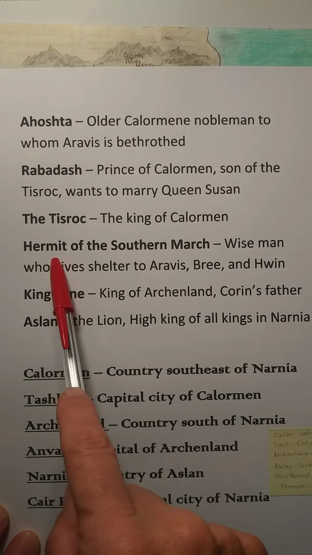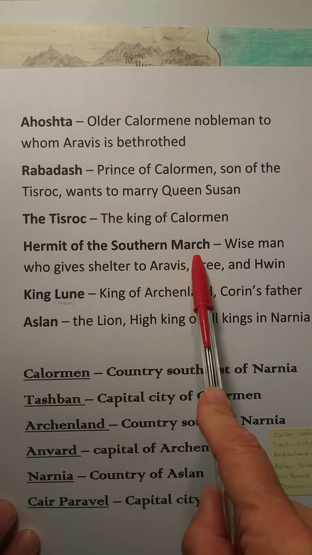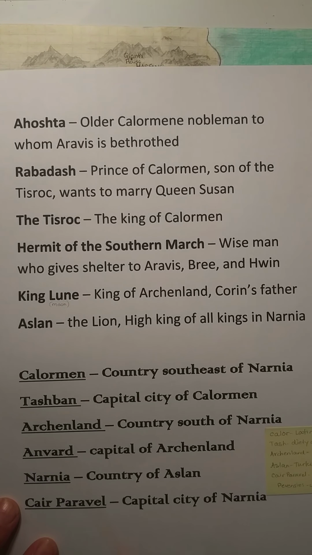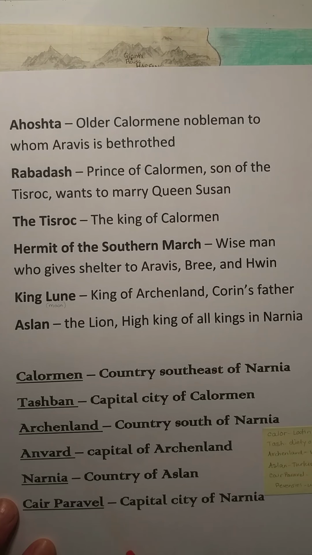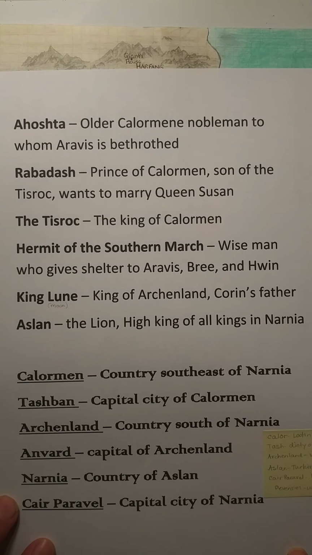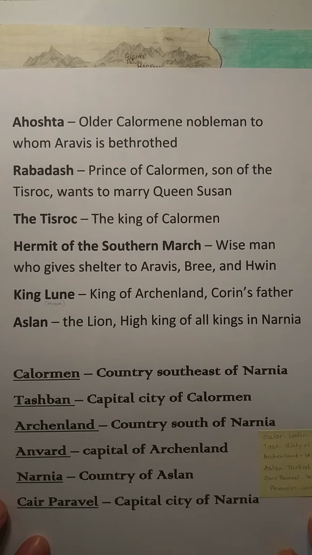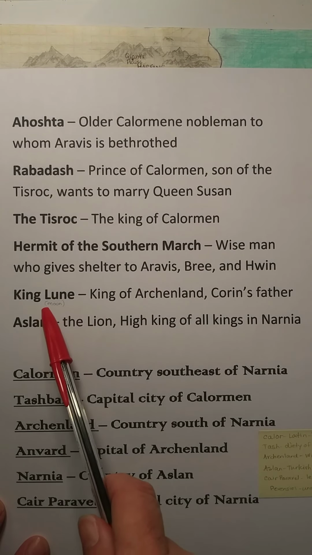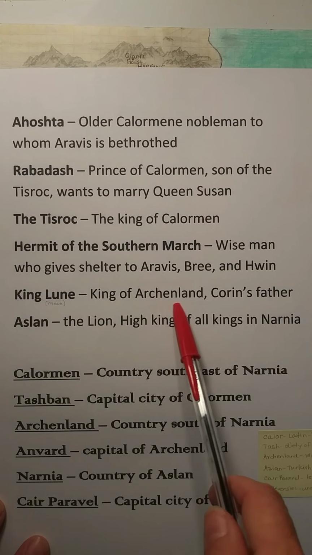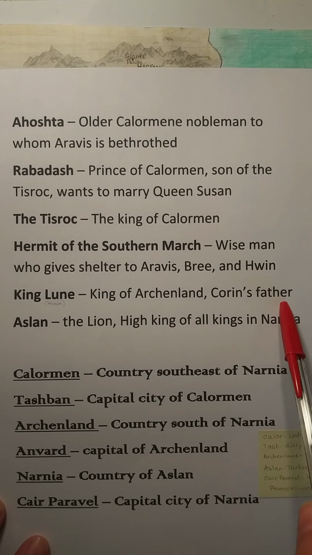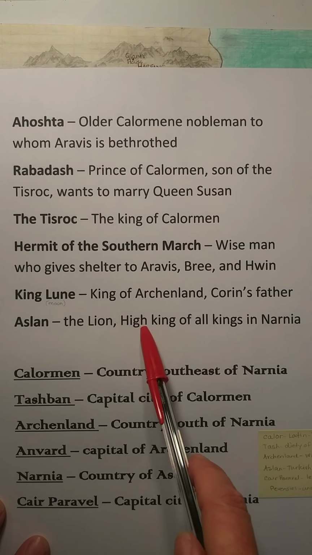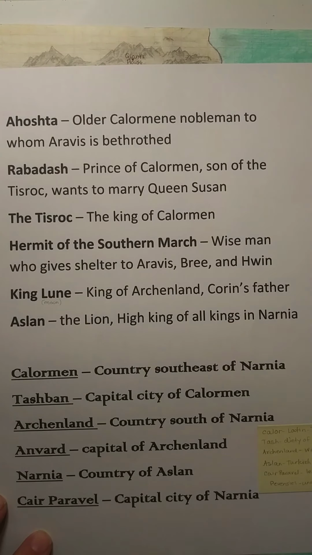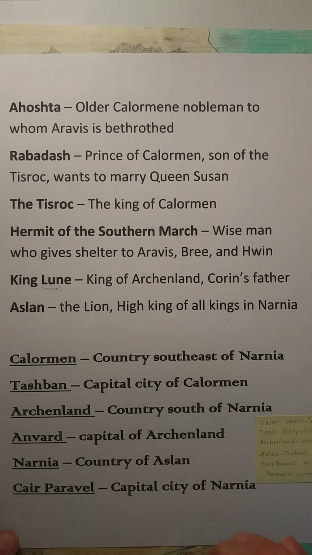And then we have met the Hermit of the Southern March. And he's a wise old man with a big beard. He gives shelter to Erebus and Bree and Hwin, and tells Shasta to keep on moving, but he has some wise words for Bree. And King Lune is king of Archenland, which is actually Corin's father. And then Aslan the Lion, the high king of all kings in Narnia. Okay, which was just revealed in, I think, the last chapter or 2 that we've read.